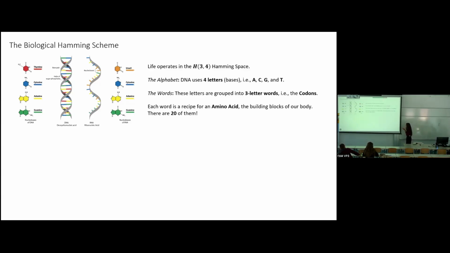So our words are the following: words of length 3, with 3 letters. They are called codons. And I didn't know that. Actually, codons are the code, the recipes for amino acids. And amino acids are like building blocks in our body, in the sense that they are responsible for the building of proteins.